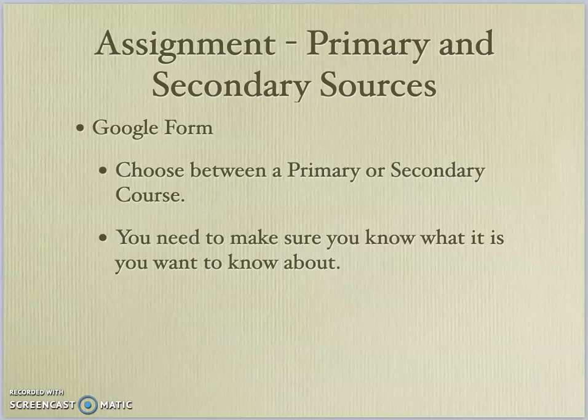Now, in the Google form, there are going to be images of primary sources, and it's going to be very similar to what we had here on the video. It's going to tell you what you want to know about, and then you are going to have to decide, based on the primary source, what you want to know about, who created it, and the relationship between the creator and what you want to know. You're going to have to make that decision of whether or not it's a primary or secondary source. Okay, so that is the first assignment. Very simple, very easy to do.